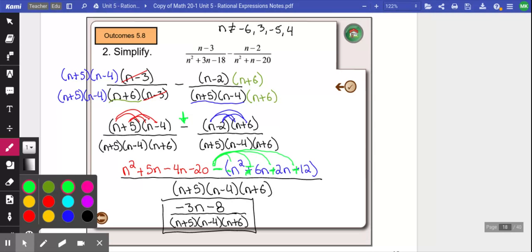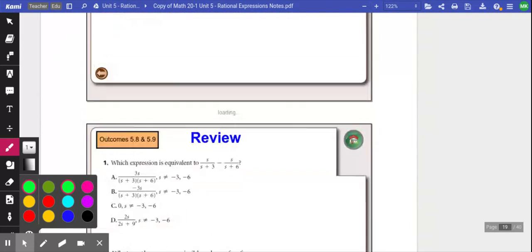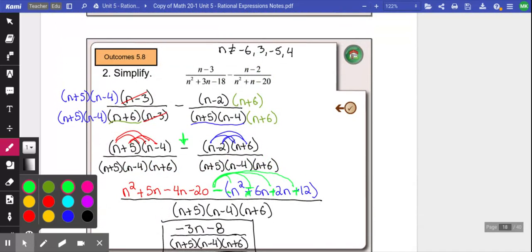Wonderful. The next two questions are just extra questions. You don't need to worry about doing them. Practice your adding and subtracting.